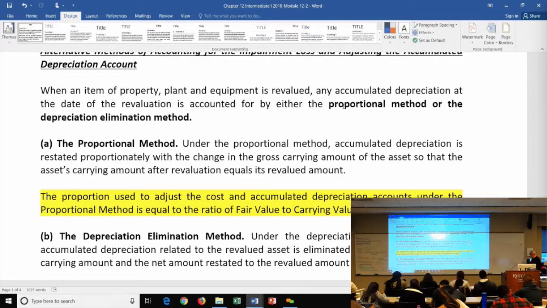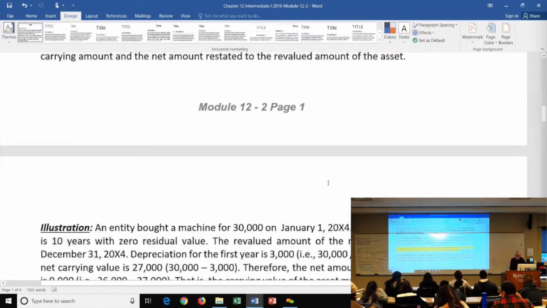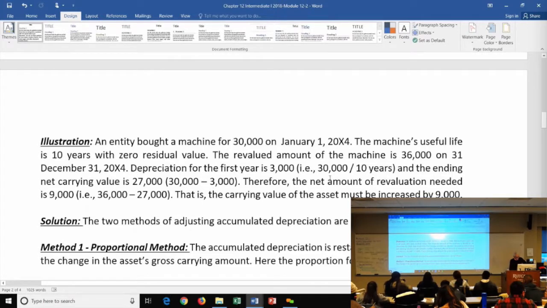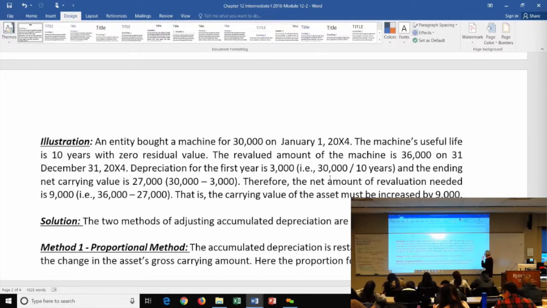And now, the best way to do this, as always, is to go through an example. All right, so let's take the illustration on the top of page 2. And we are told that an entity buys a machine for $30,000 on January 1st of X4. The machine's useful life is 10 years with a zero residual value. They revalued the amount of the machine. That's the fair value, it's $36,000. And we depreciated it for 1 year, $3,000. So the carrying value is $27,000.